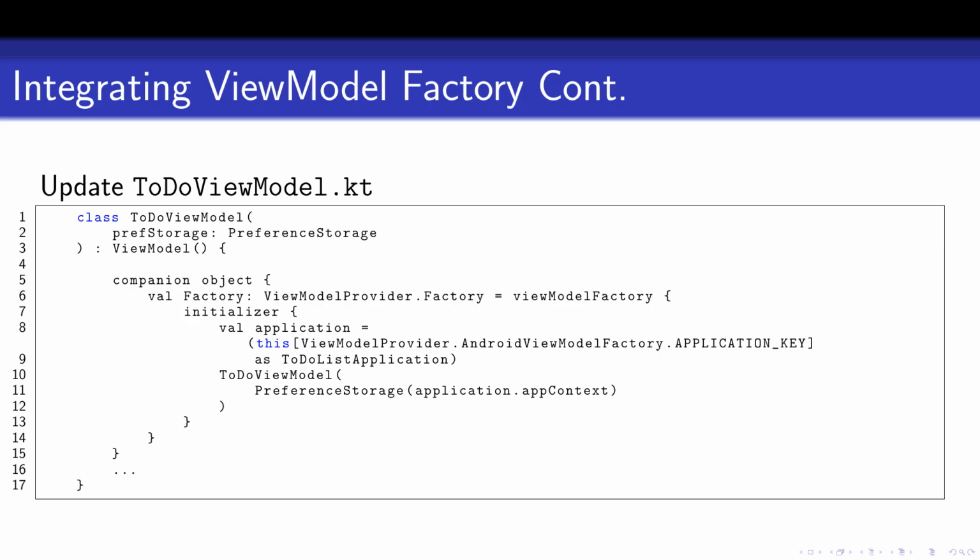This code snippet shows a To-Do ViewModel class with a companion object defining a ViewModel provider.factory. This factory injects a preference storage instance, allowing the ViewModel to access app settings. By decoupling dependencies, this approach ensures the ViewModel remains modular and testable, making it easier to manage settings and maintain clean code architecture in your Android app.